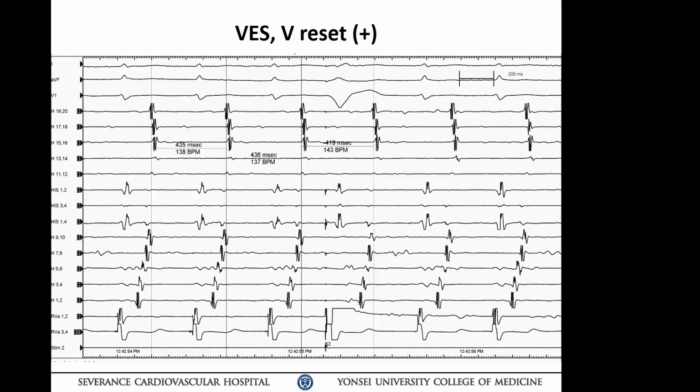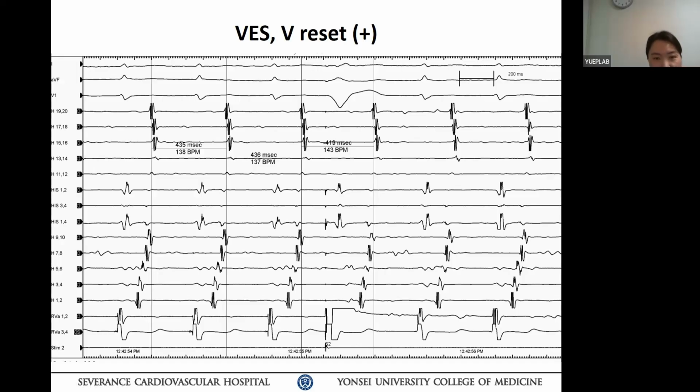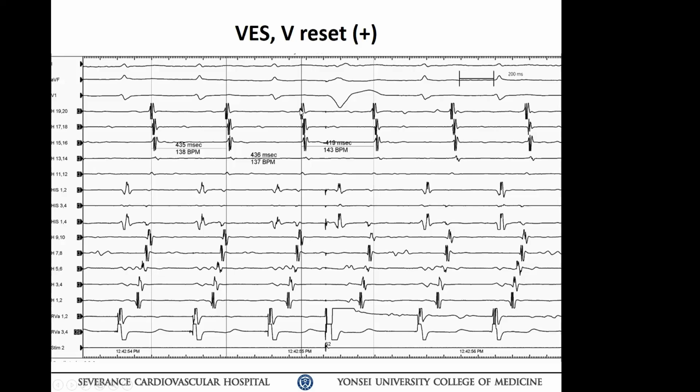Why don't you measure it using the caliper? The next VV interval is not changed. So in this case, I think this information gives us a clue that the eccentric activation is a bystander. Maybe.